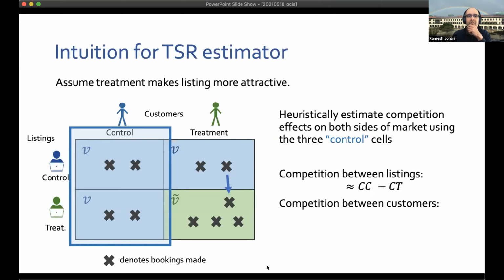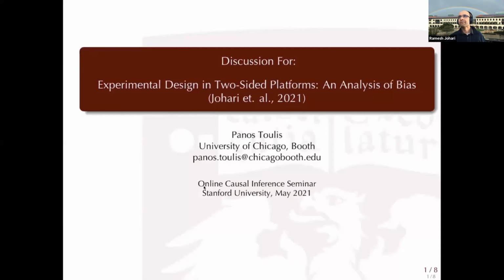All right, great, thanks. Yeah, then let's switch over to discussion. So Panos presents some slides, and after that, Ramesh, you will be able to respond. Okay, you can see my slides? Yep. Yes, good. Yep. All right, so thanks for the invitation.